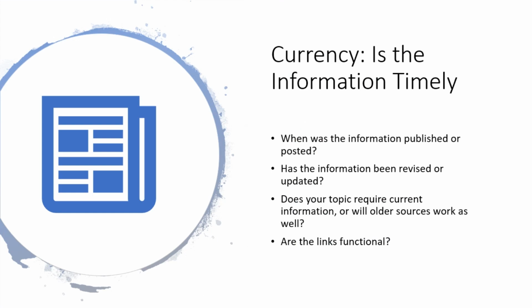Naturally, we start with the C, currency. Is the information timely? Now here, currency does not refer to money. Although that is a meaning of currency, it's not this meaning of currency. Here, currency means current. So you find, when was the information posted or published? Has the information been revised or updated? And does your topic require current information, or will older sources work as well?